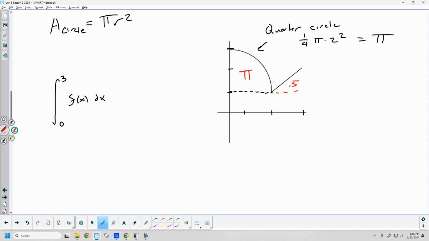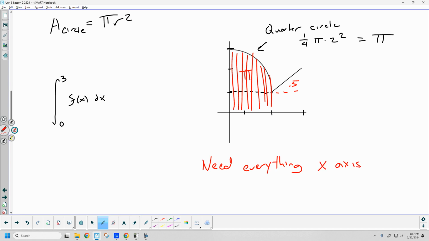There's more. We need to accumulate this f, which means we need the entire area. We need everything from the x-axis up or down. So we don't just have the pi, we have the pi and this rectangle of 2. We don't just have this 0.5, we have this 0.5 and the 1. We get 3.5 plus pi.